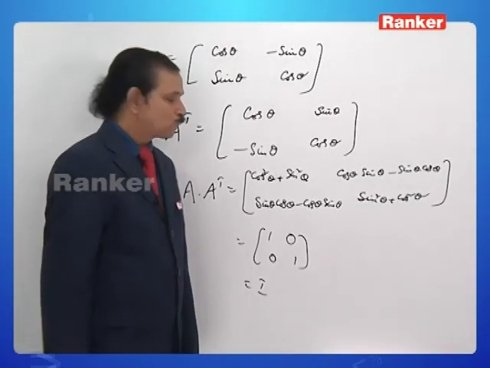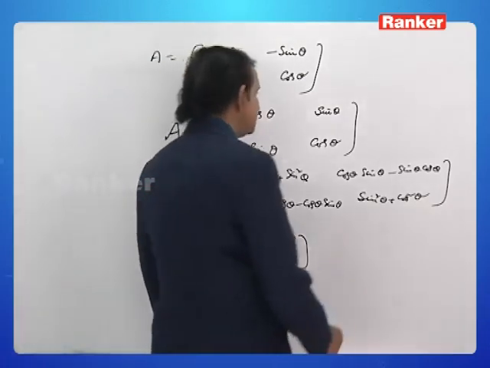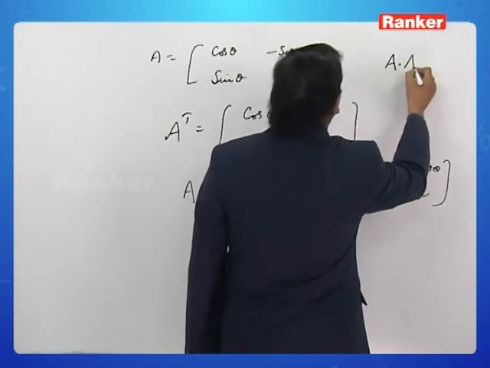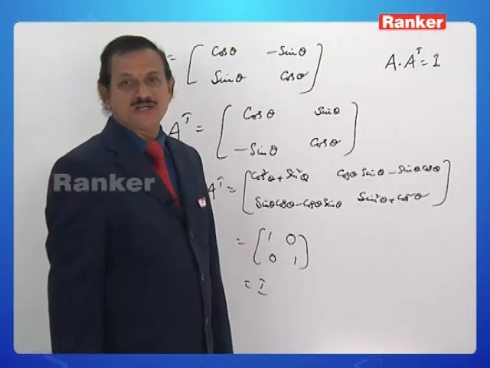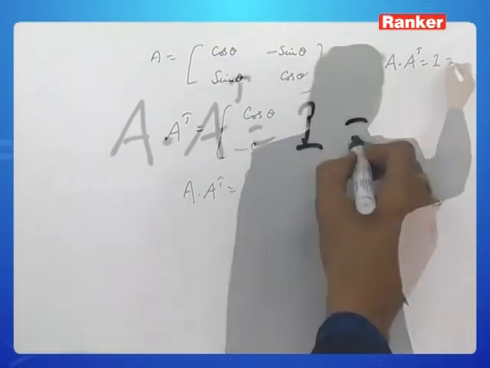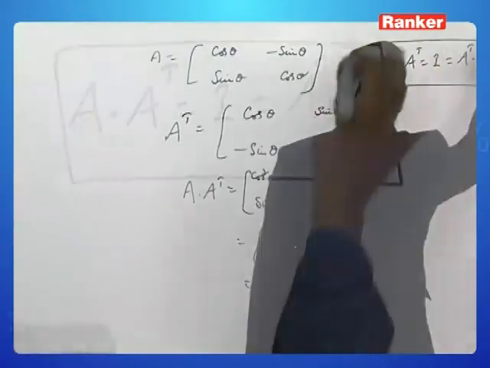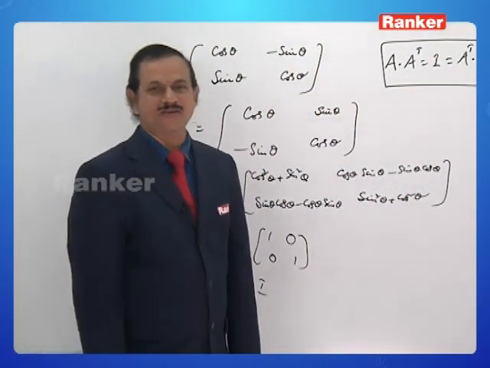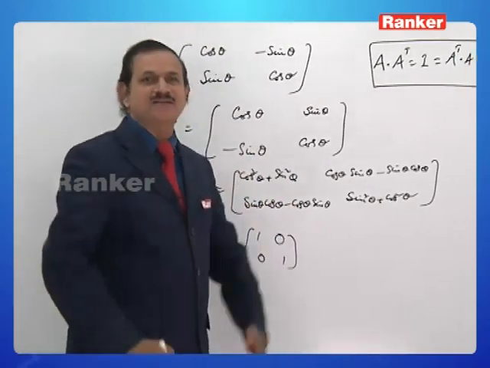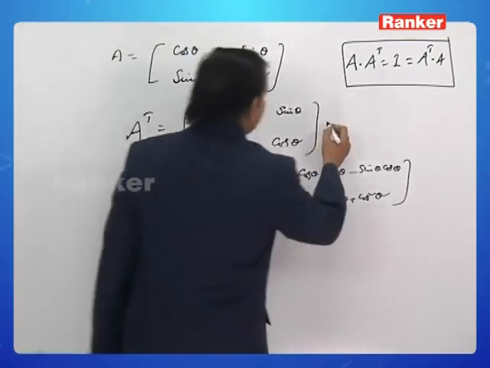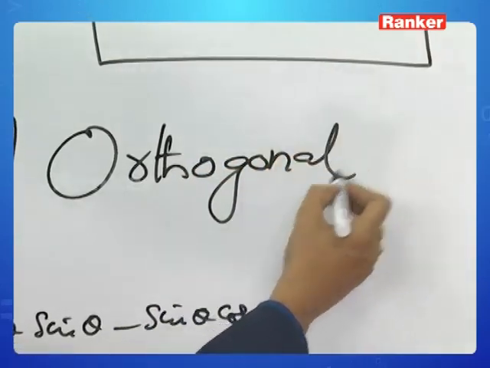Well, my dear, what do you understand by this? What do you notice from this example? A is a special matrix for which A into A transpose is equal to I. And moreover, it is not difficult to observe the same can also be written in this form: A transpose into A. A into A transpose is equal to I is equal to A transpose into A. That quality characterizes a new matrix called orthogonal matrix. What is that? Orthogonal matrix.